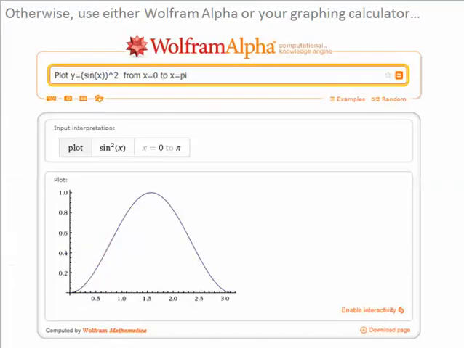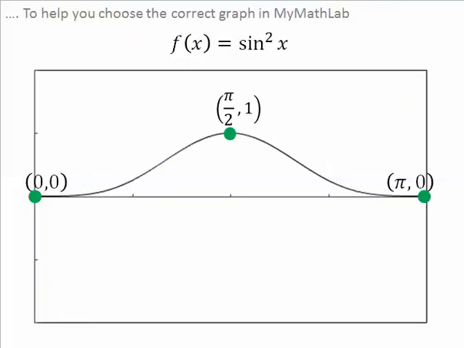However, if you want to use technology, you can either use Wolfram Alpha or your graphing calculator. And however you do it, then you just look at your choices in MyMathLab and choose the one that you think best fits your graph. And on the graph, you can see our two endpoints are the minimum, absolute min, and our critical point, pi over 2, gave us our absolute max.